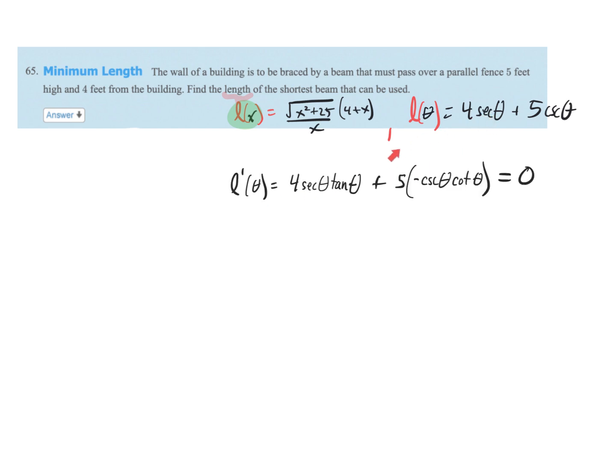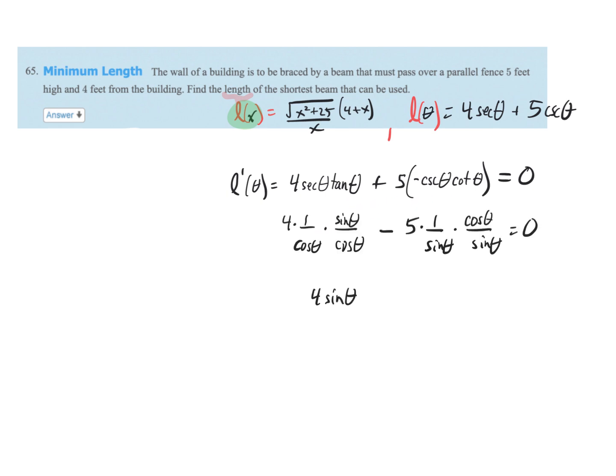So the derivative of secant is secant tangent, and the derivative of cosecant is the negative cosecant cotangent. All right, we set that equal to 0. We'll use the quotient identities again. Let's try to simplify all this. So we have 4 sine of theta over cosine squared of theta minus 5 cosine of theta over sine squared of theta, all equal to 0.